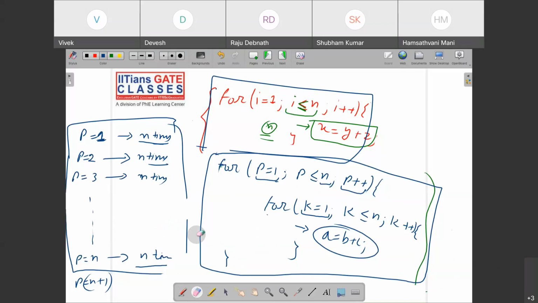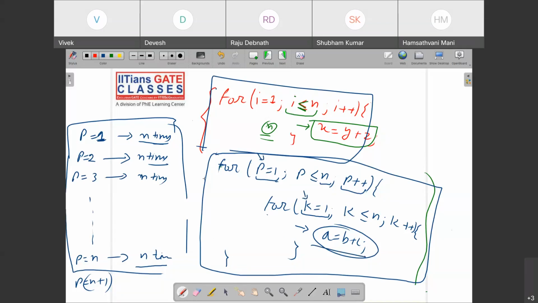Let me tell you again. The variable which is running the outside loop is P. The variable which is running the inside loop is K. So we are tracking these two variables, K and P. N is given to us. Assume N is a very huge number. Now, in terms of N, how many times is this line executing?